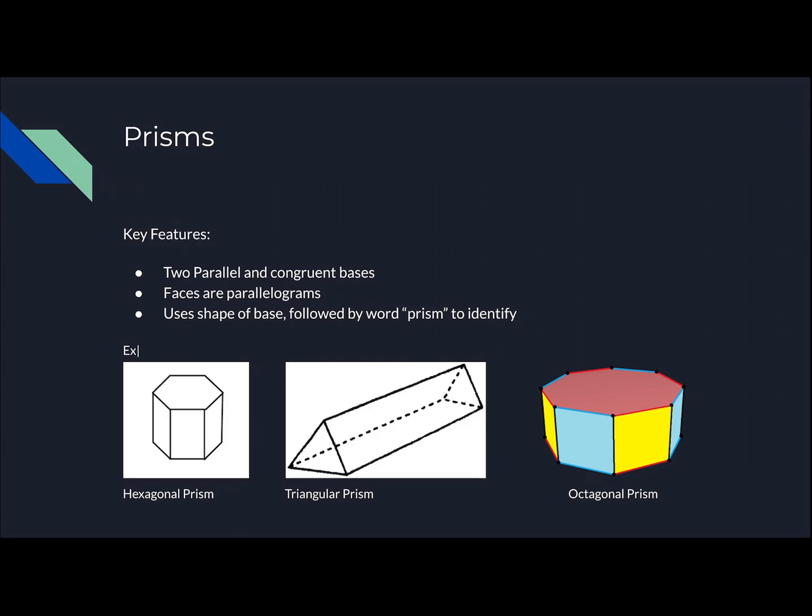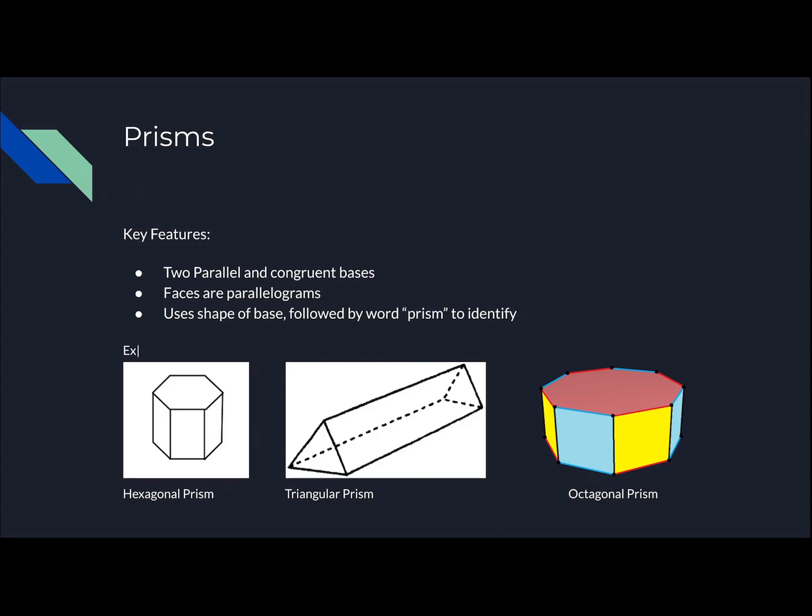Six, right? So the base is going to tell me the number of different faces I have. Another example would be an octagonal prism. Here I have an octagon up top. I have 8 faces, right? And I've got an octagon on the bottom.